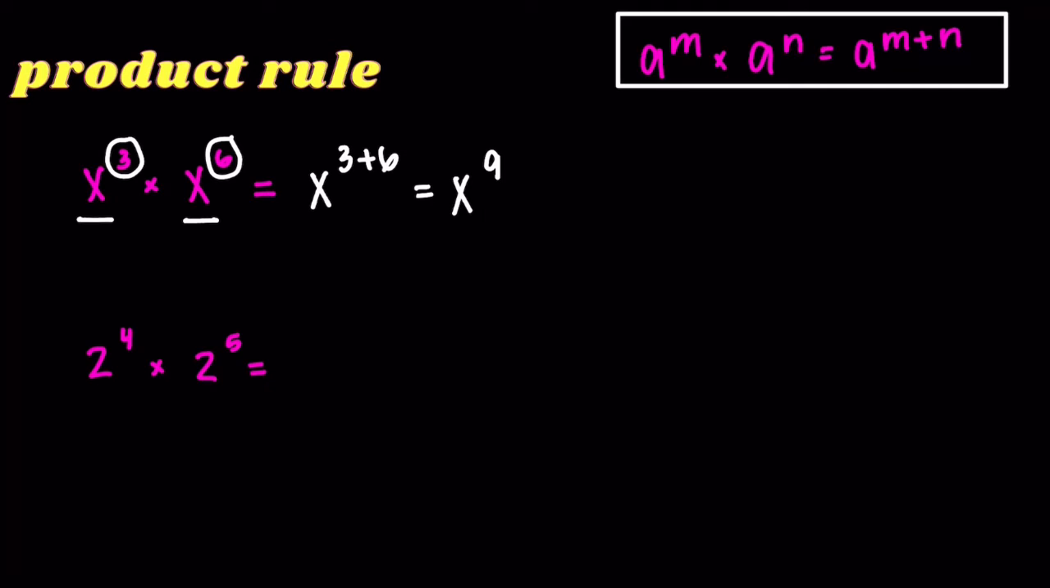9th power. For our second example, we have base 2 for both terms, meaning that we can combine our exponents once again, 4 and 5. So we're going to write 2 to the 4 plus 5 power, which combines to 2 to the 9th power.